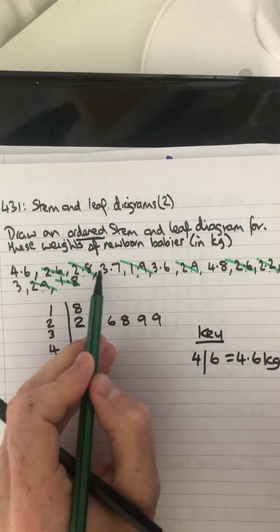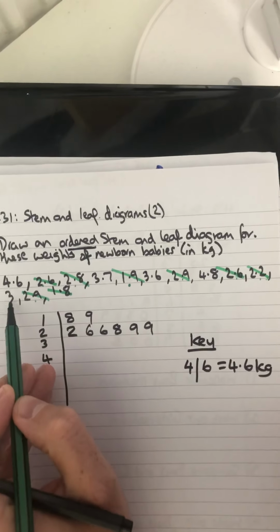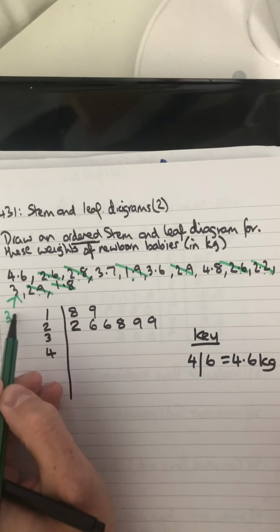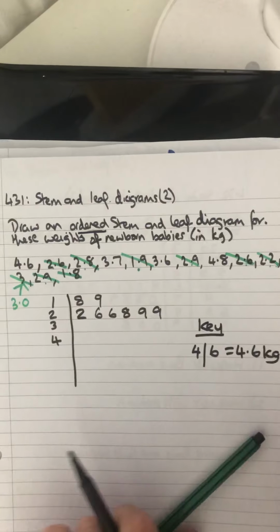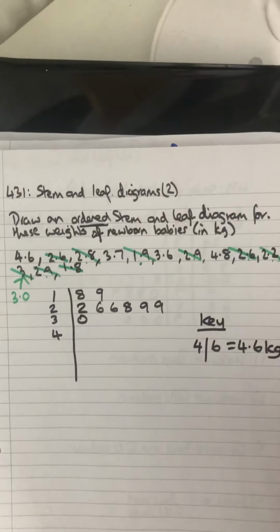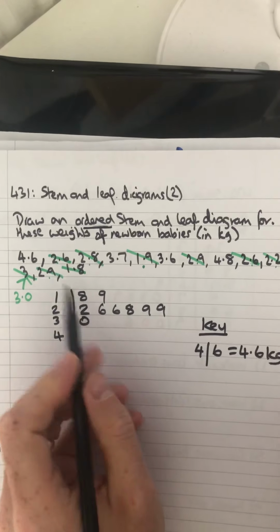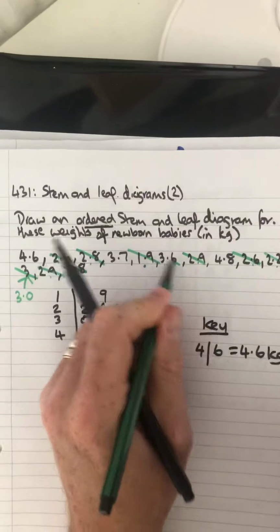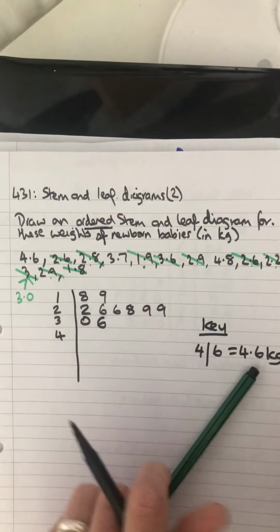3s, nothing there. I've got a 0.7, I've got a 6, and I've just got a 3 on its own. So what number would this be? Well, that's 3 and no tenths, so that's 3.0. So you'd put 0 there, and then the next one would be 3.6, and then the last one would be 3.7.